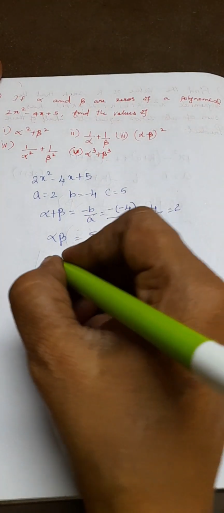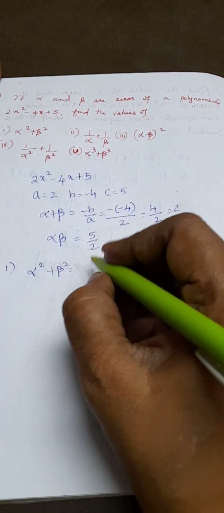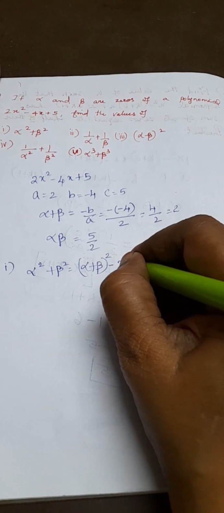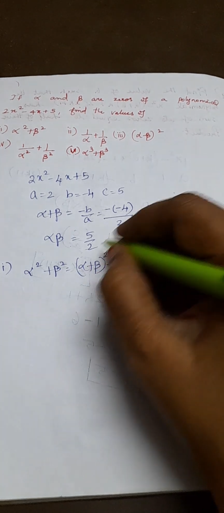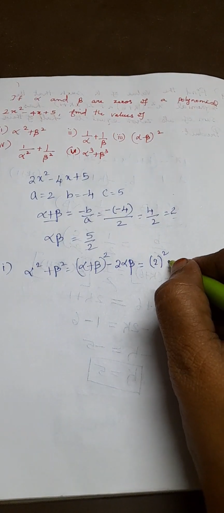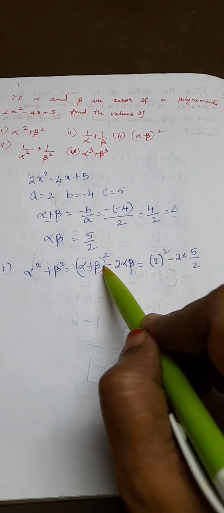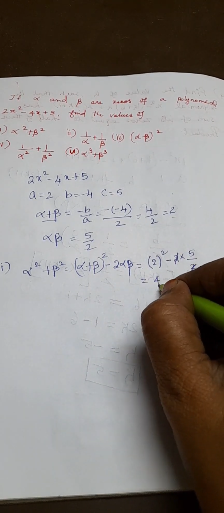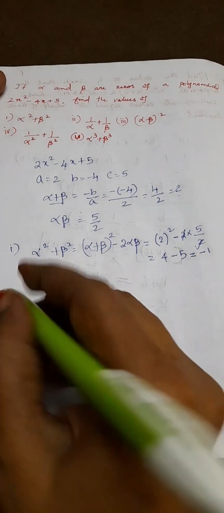Let us take the first one, alpha square plus beta square. Alpha square plus beta square is alpha plus beta the whole square minus 2 alpha beta. This formula you have to remember. Alpha plus beta the whole square is 2 square, minus 2 into alpha beta, which is 5 by 2. The 2s will get cancelled. 2 2s are 4 minus 5, that is equal to minus 1. If you remember the formula, it would be easier, right?